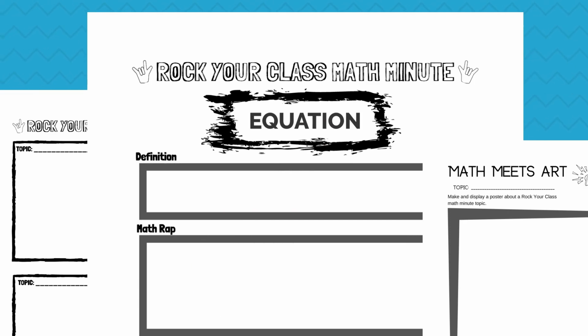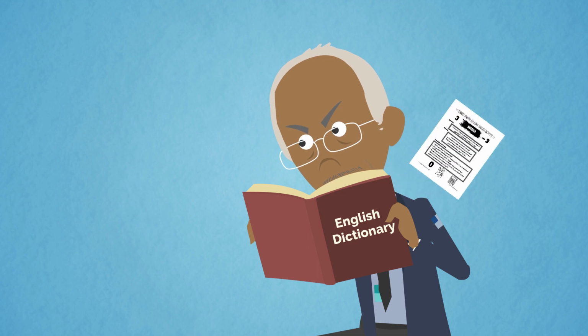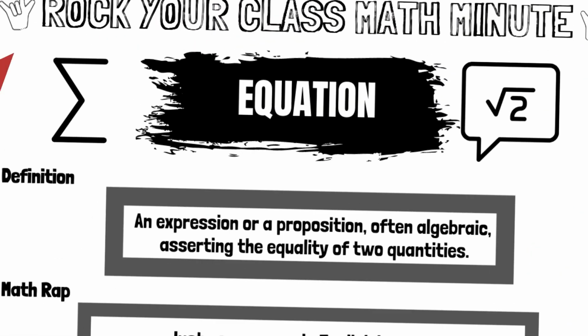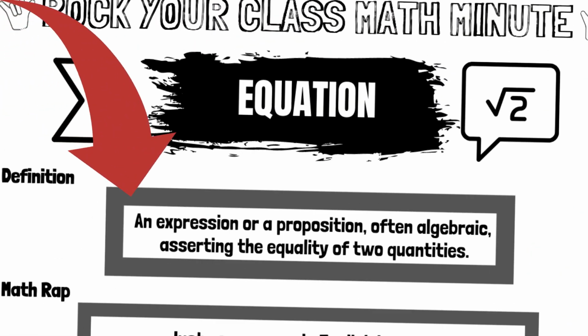Equation. What does the dictionary say? An expression or a proposition, often algebraic, asserting the equality of two quantities.